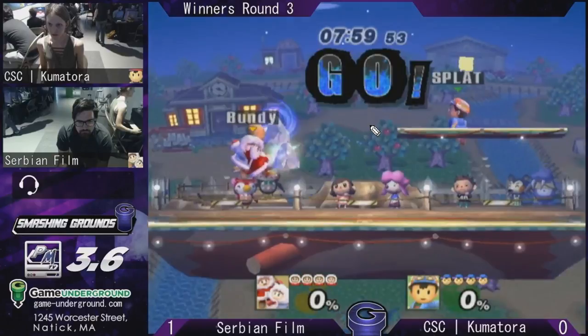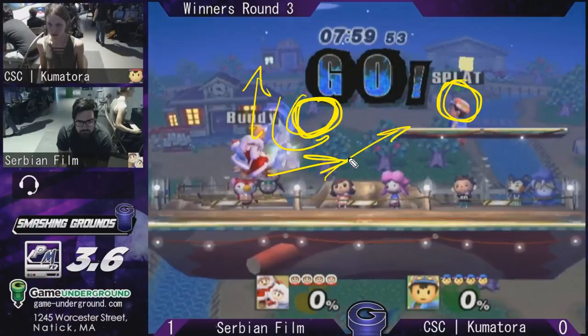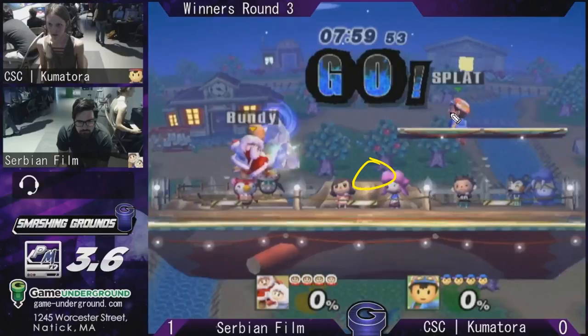On the flip side, let's talk about Serbian Film's movement and what his approach options are. The approach options are not always similarly linked to the anti-approach options, even though they sometimes can be thought of in the same way. If Kumatora is on this platform, what can Serbian Film do to approach? It's going to be really tough because, like I said, there is a blind spot in his hitboxes, right here. You have this, but you don't have anything here. So if we put Ice Climbers in this spot and Ness here, it's going to be really tough to use any of your attacks to approach, right?